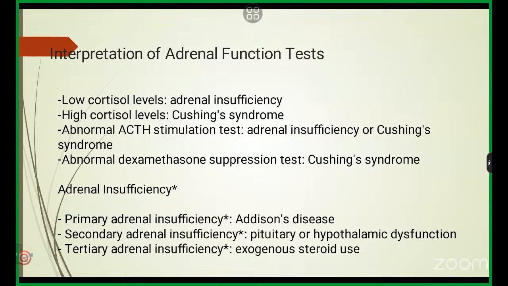Adrenal insufficiency is a primary adrenal condition. Now we have primary, secondary, and tertiary adrenal insufficiency. Primary adrenal insufficiency will indicate Addison's disease. Secondary adrenal insufficiency will indicate a pituitary or hypothalamic problem.